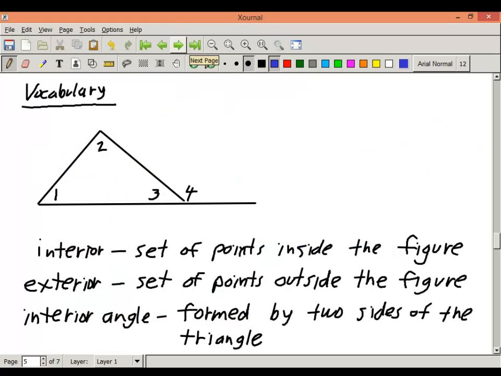Okay, so we have some vocabulary here. We see a triangle here with angles 1, 2, and 3 inside, and you've got an angle 4 there, which is actually outside. So let's talk about some vocabulary. What does it mean to be interior? Interior is a set of points inside the figure. So right here, this is the interior of that triangle. The interior of the triangle is those points inside. Exterior is a set of points outside the figure. So these points out here are outside, or on the exterior, of the triangle.